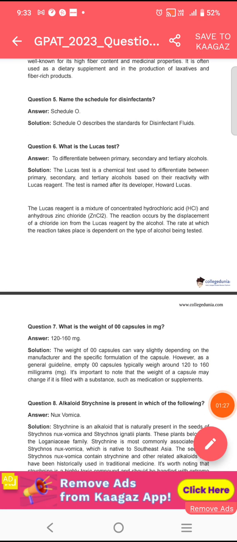Next, what is the Lucas test? That is one of the important tests for identifying or differentiating between primary, secondary and tertiary alcohols. So, I am discussing here that the Lucas test is a chemical test used to differentiate between primary, secondary and tertiary alcohols based on the reactivity with the Lucas reagent. The test is named after its developer, Howard Lucas. The Lucas reagent is a mixture of concentrated hydrochloric acid and anhydrous zinc chloride. The reaction occurs by the displacement of the chloride ion from the Lucas reagent by the alcohol. The rate at which the reaction takes place depends on the type of alcohol being tested.